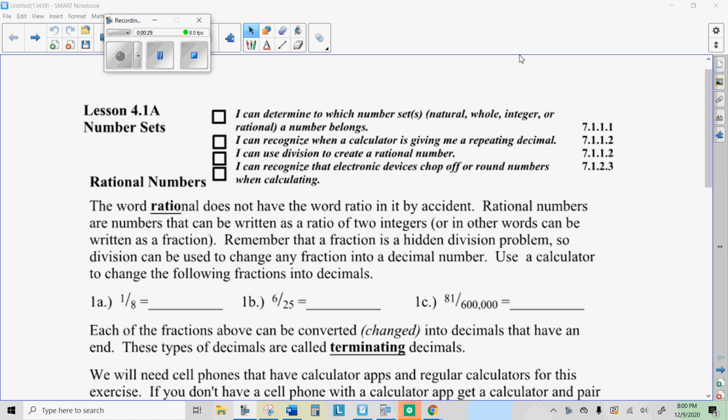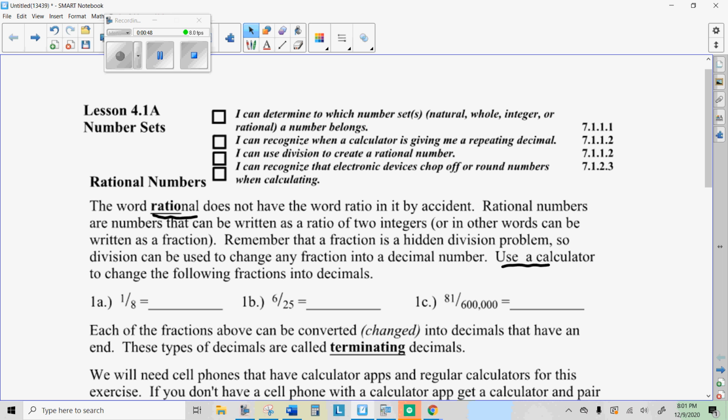The word rational does not have the word ratio in it by accident. Rational numbers are numbers that can be written as a ratio of two integers. Okay, those numbers also have a decimal equivalent. So let's check those out.